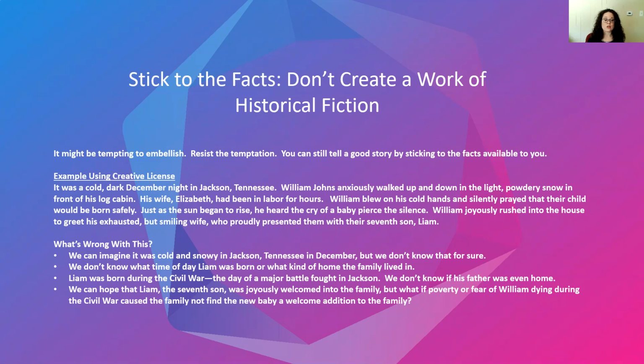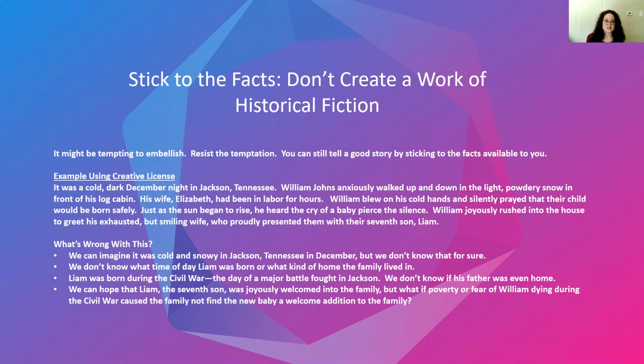Okay, so what is wrong with this? For one thing, we can imagine that it was a cold and snowy day in Jackson, Tennessee in December, but we don't know that for sure. We don't know what time of day Liam was actually born. It may have been in the middle of the night or just at dawn, as this story kind of suggests, but it may have been at 2 o'clock in the afternoon. We have no idea what type of home the family actually lived in.